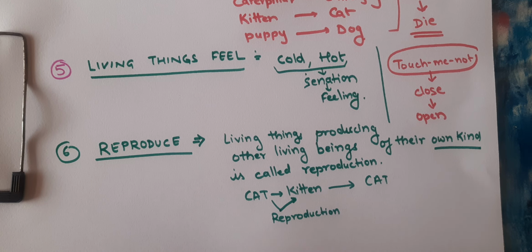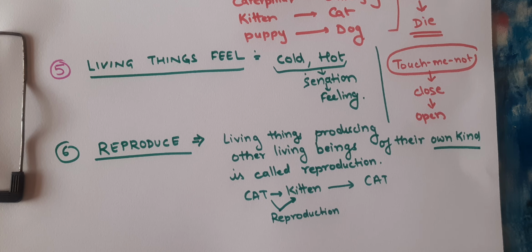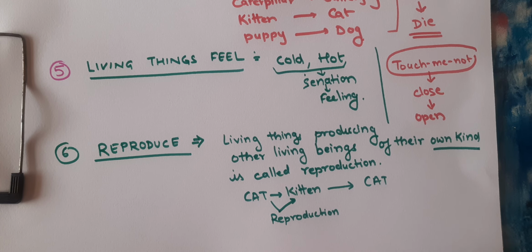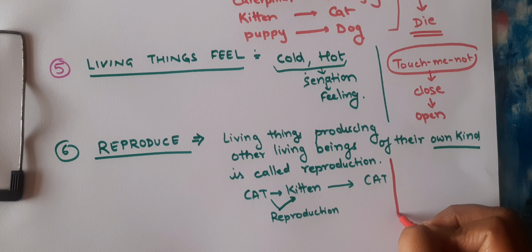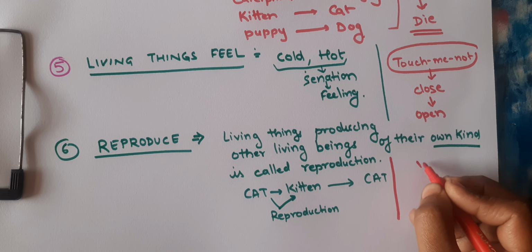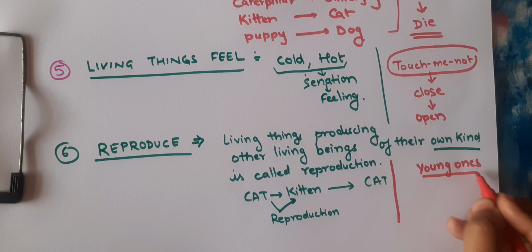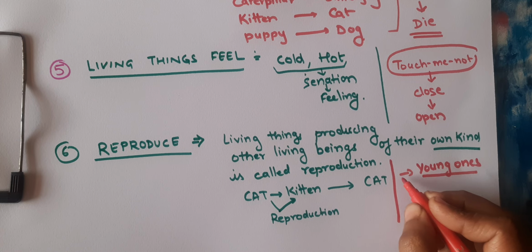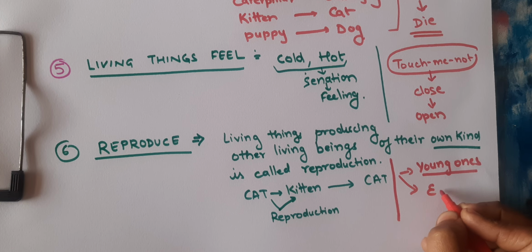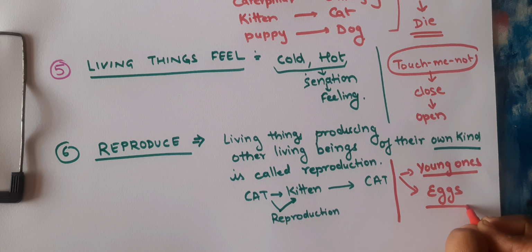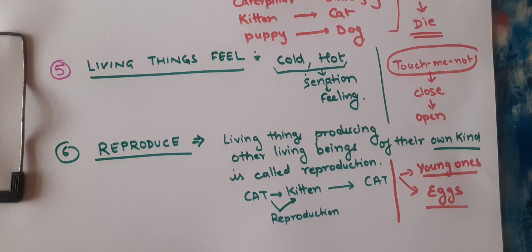So have you ever wondered how living things reproduce? Female animals either give rise to young ones, like the cow, which produces a calf, or like the hen, which lays eggs. Those eggs will hatch and then the babies will come out. The reproductive ability is only with the females.